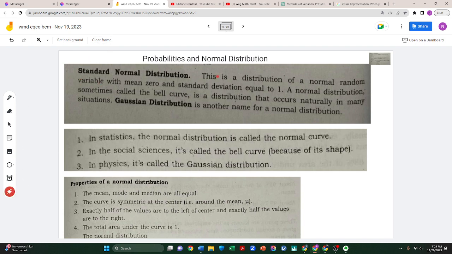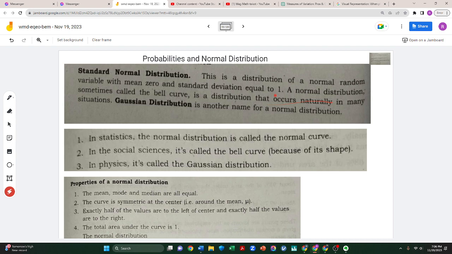Standard normal distribution. This is a distribution of a normal random variable with a mean of 0 and a standard deviation equal to 1. A normal distribution is sometimes called a bell curve, because its graph looks like a bell. So, bell curve, like this. It's a distribution that occurs naturally in many situations. Again, it occurs naturally in many situations.